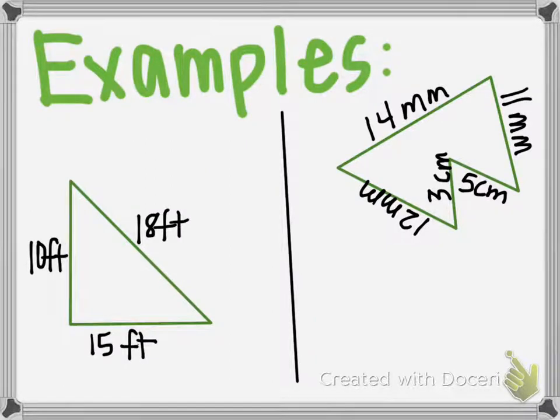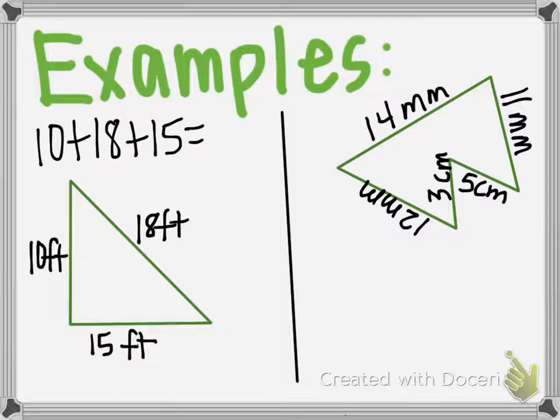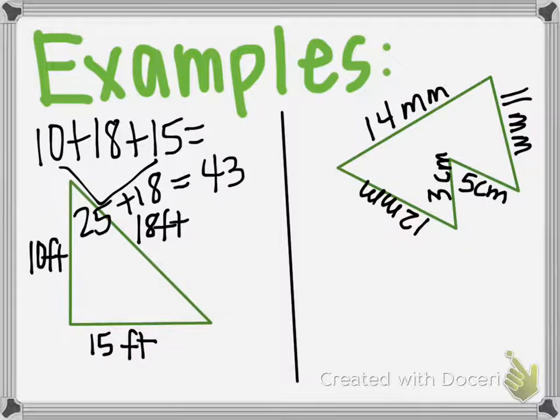So the first examples are where students should be able to add all of the known lengths to determine the perimeter. So let's look at the first example. It would be 10 plus 18 plus 15. I usually have students break it down into numbers that are easy to add together. So I think 10 and 15 are easy to add together because they make 25 plus 18. 25 plus 18 equals 43. So the perimeter of this triangle would be 43 feet.